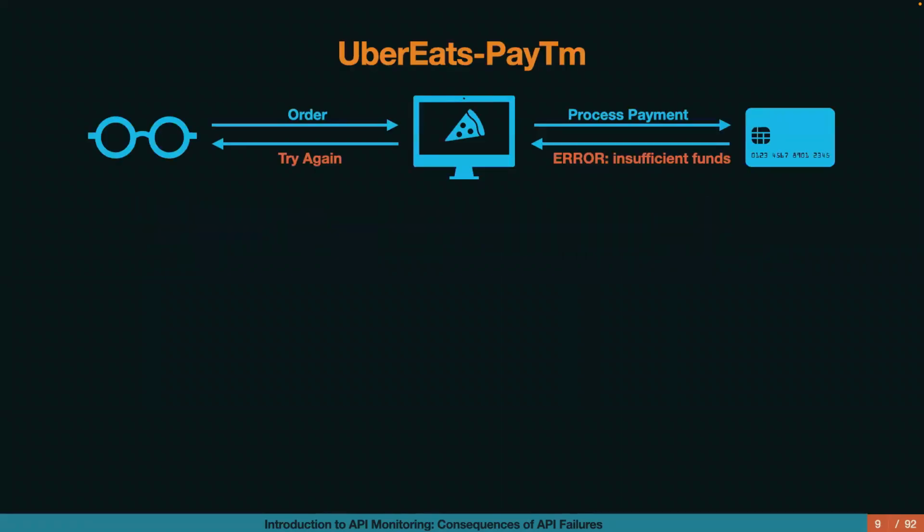In 2019, Uber Eats customers were able to order huge amounts of free food because one of Uber Eats payment services, Paytm, changed one of their API endpoints. Before the change, the endpoint returned the same response every time a customer placed an order with insufficient funds to pay for the order. In other words, the endpoint was idempotent. Uber Eats could expect the same result no matter how many times they made the same API call.